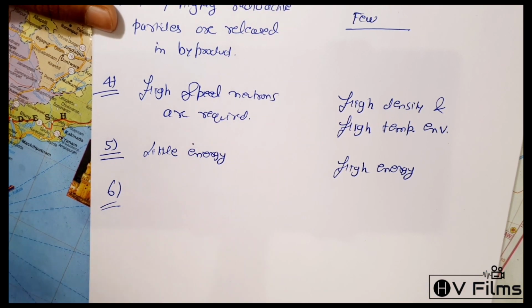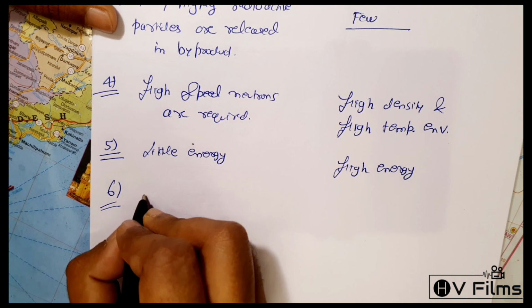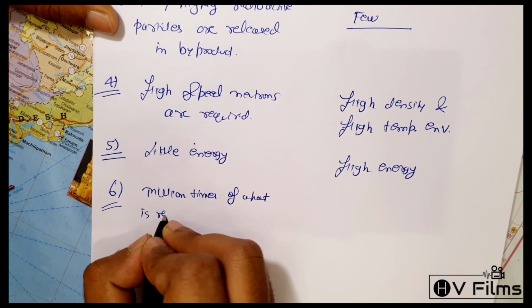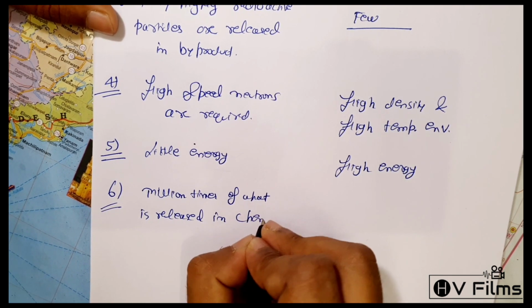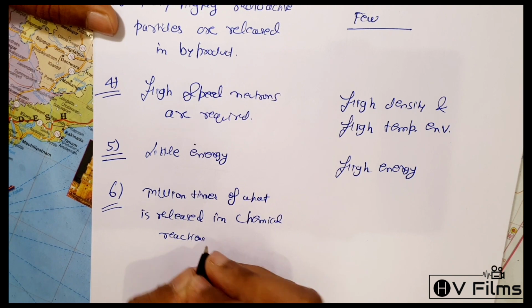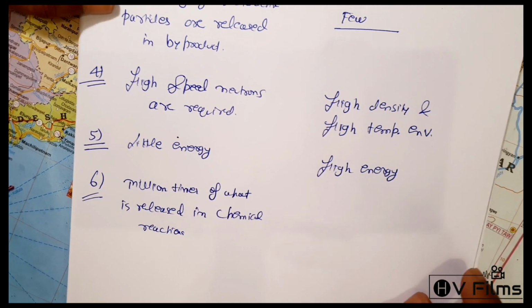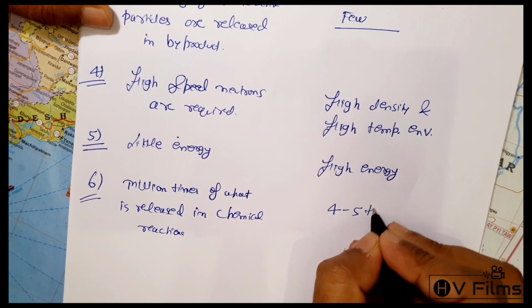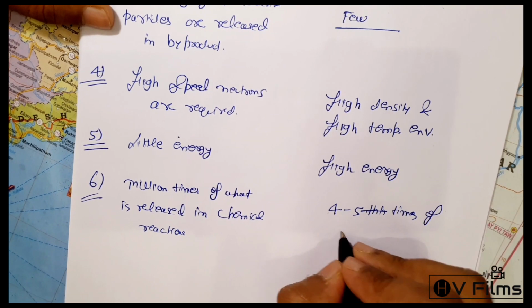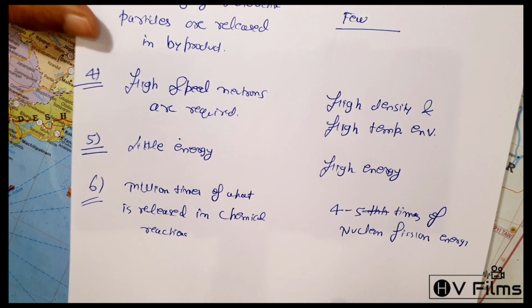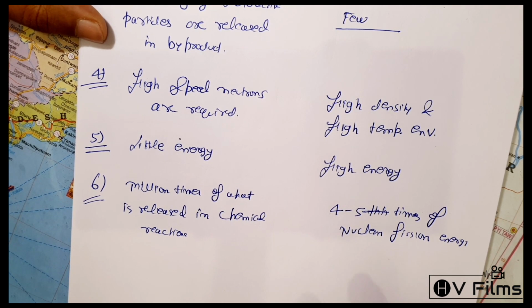Now, the sixth one is about the energy released. Generally, in nuclear fission, the energy released is 1,000,000 times greater than what is released in a chemical reaction. But the energy in fission is lower than in fusion. In fusion, it is 4 to 5 times the nuclear fission energy that is released. It means fusion is 4 to 5 times more effective than nuclear fission.